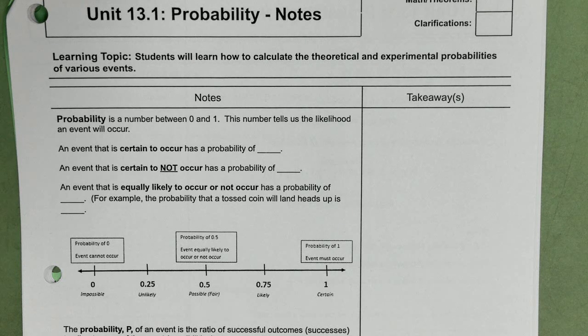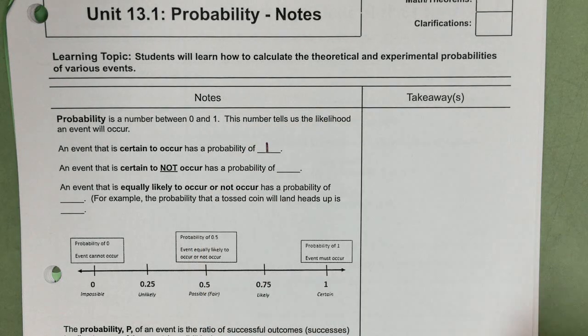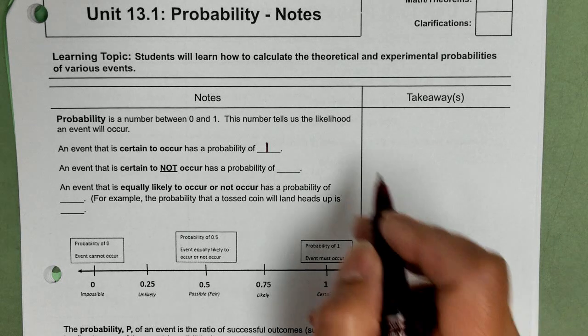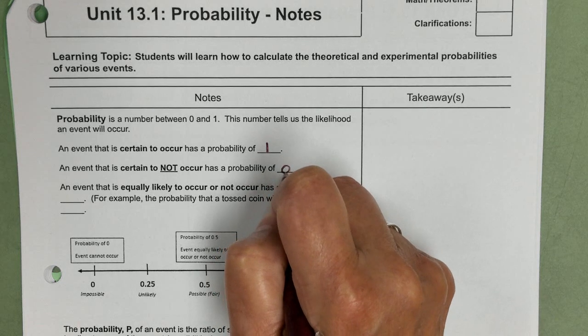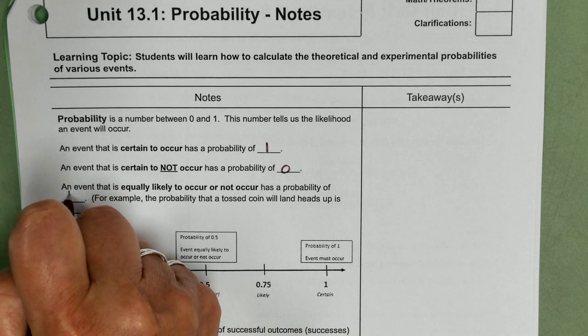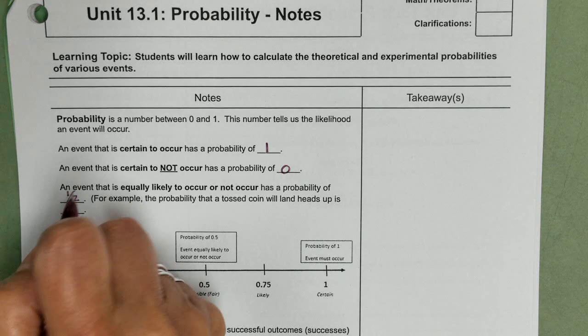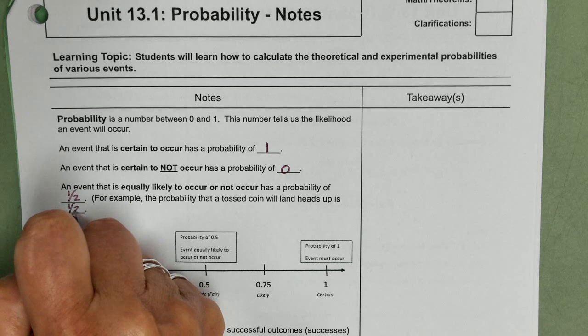So if we have an event that is certain to occur, it has a probability of 1. An event that's certain not to occur has a probability of 0. And if we have an event that's equally likely to occur or not occur, it has a probability of 1/2. For example, if you toss a coin, the probability that it will land heads up is 1/2.